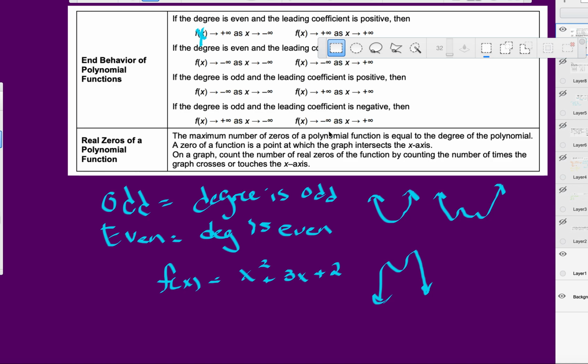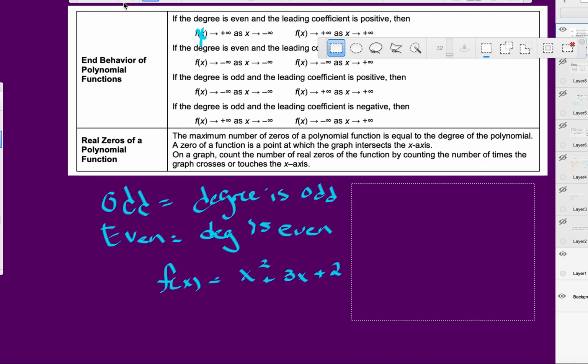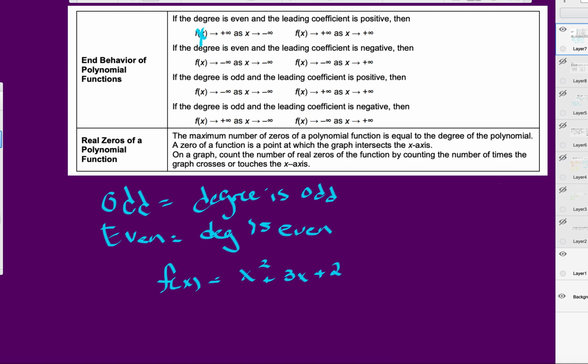So let's talk about odd functions. Odd functions are a little bit different, right? Odd functions have arrows that point in different directions, right? We just said the linear function, and I don't want to use a linear function. I want to use something a little bit different. I'll use something that looks like, let's use a positive cubic function.